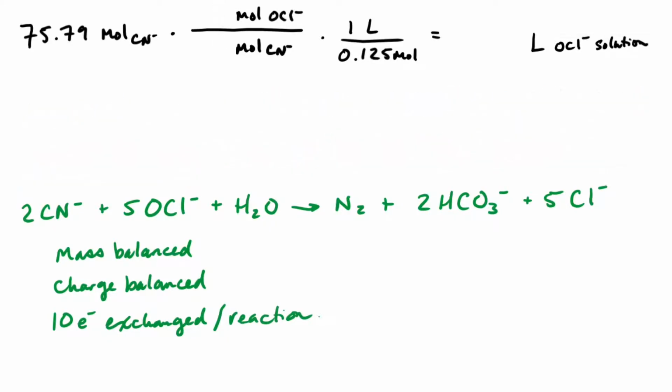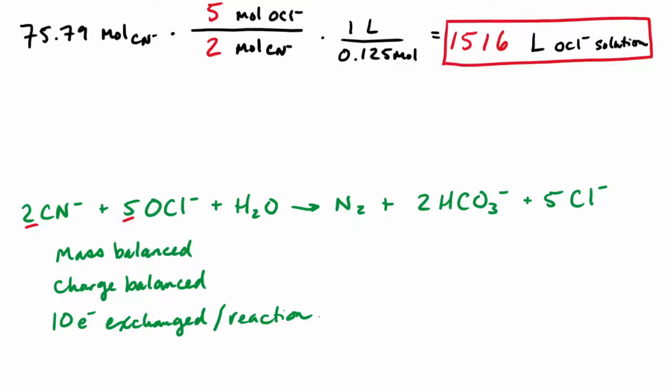So now to get back to our main question, the ratio we needed for complete decontamination is 5 hypochlorite ions for every 2 cyanide ions. That means that we would need 189.48 moles of hypochlorite for the 75.79 moles of cyanide. The volume of 0.125 molar solution needed to deliver that many moles of hypochlorite is 1,516 liters of bleach.